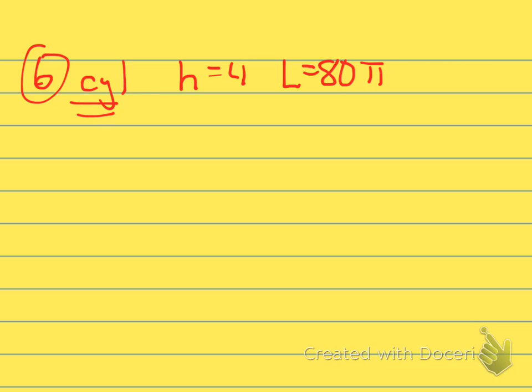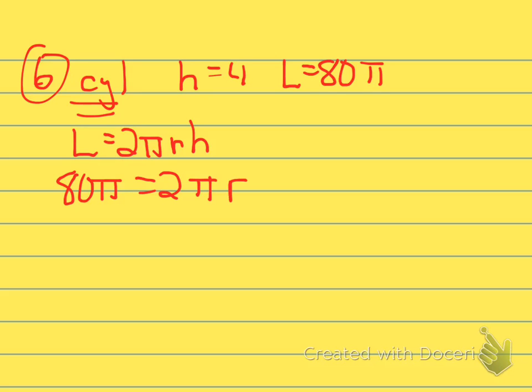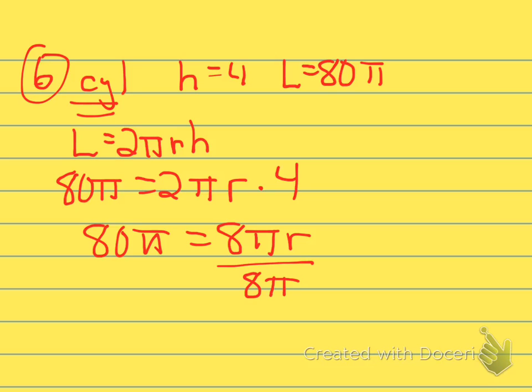Okay, now the lateral area of a cylinder is 2 pi RH. And all the problem wants is to find R. So we're going to put 80 pi in for L and set that equal to 2 pi times the radius that we're trying to find times the height that we already knew was 4. That's going to give us 80 pi equals 8 pi R. Pi is just a number. You can divide by it. So we'll divide by 8 pi.